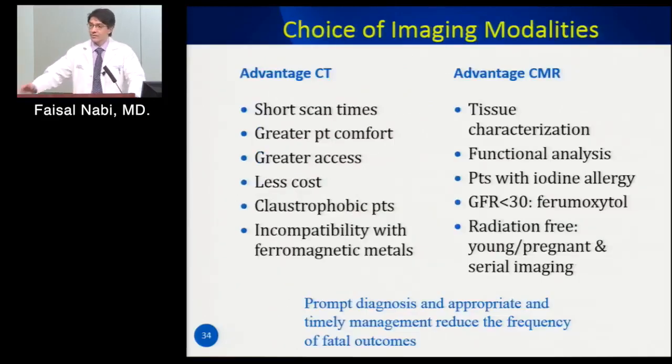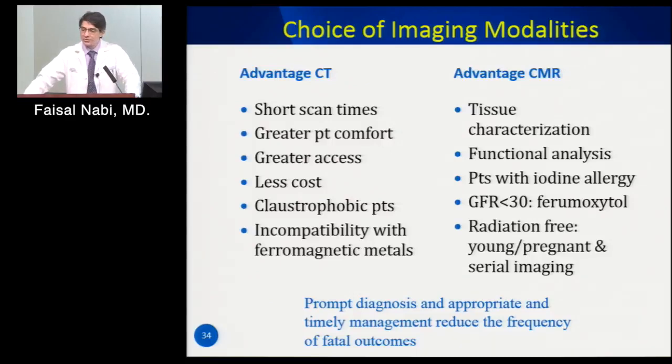So you have your choice of imaging modalities. It's important to know which techniques are available at your institution, which techniques you're comfortable with. But here, since you have both, you should just know which technique you should be able to choose when. And that depends a lot on patient characteristics.